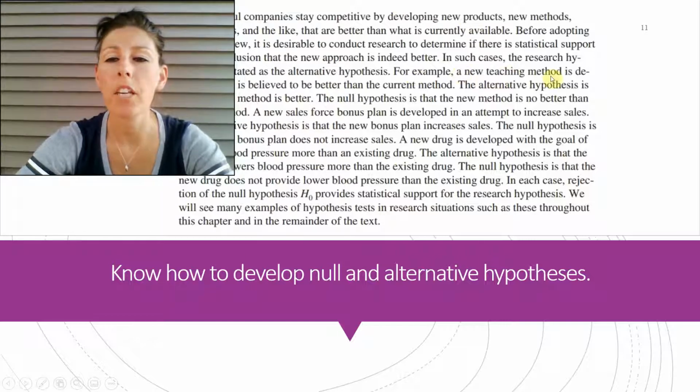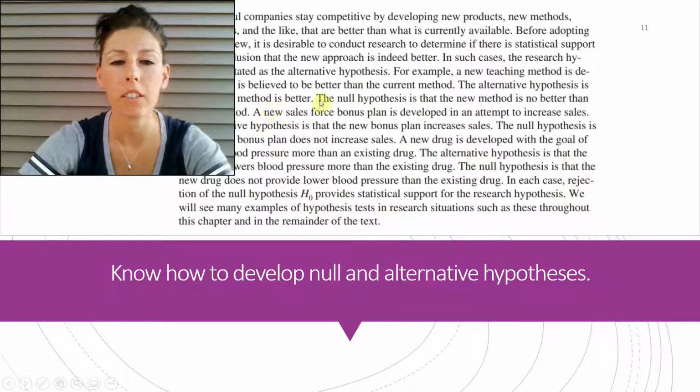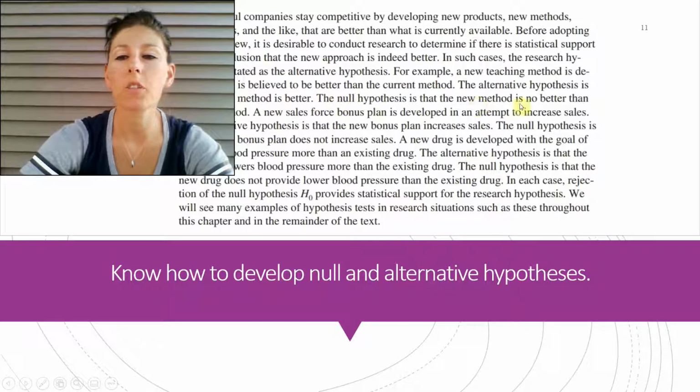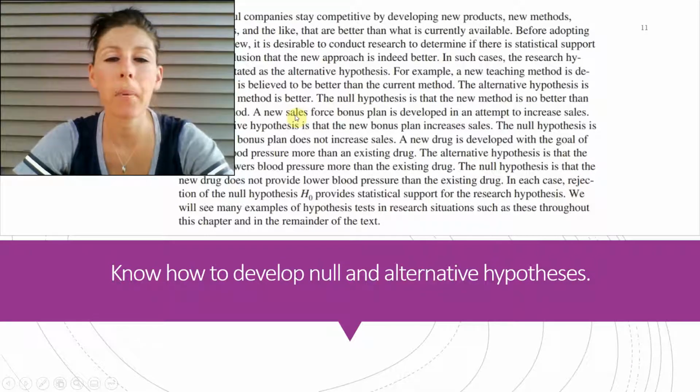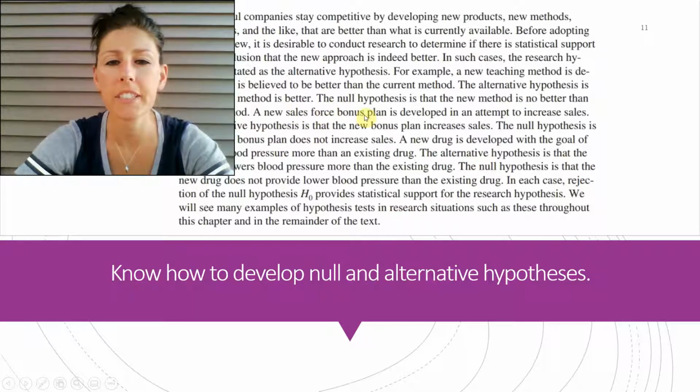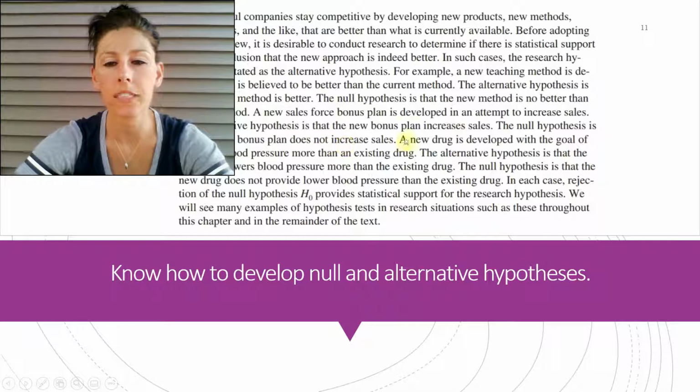Say we came up with a new teaching method, and we think it's better than the current method that we're using. The alternative hypothesis would be that the new method is better. The null would be that the new method is no better than the old one. As another example, we come up with a new Salesforce bonus plan that hopefully increases sales. The alternative would be that the new bonus plan increases sales. The null would be that the new bonus plan does not increase sales.